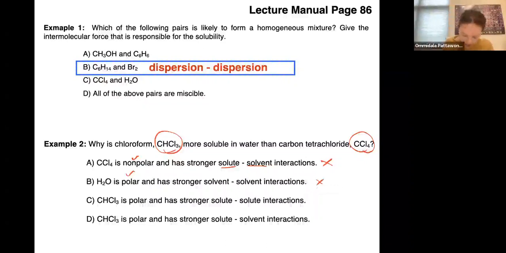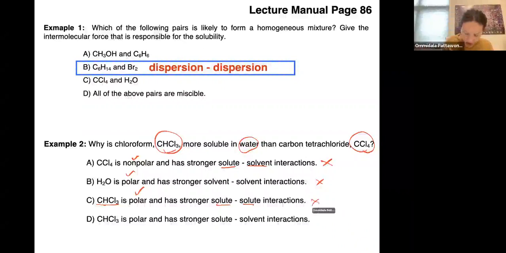Now let's take a look at choice C. Okay, so chloroform is polar, that's correct, and has stronger solute interaction. If chloroform interact with each other so strongly, right, solute and solute is not going to be able to mix with the solvent water either, because it just wants to grab onto each other without actually letting go of itself, right, and then go form interaction with solvent. So in this case, this is not correct either.